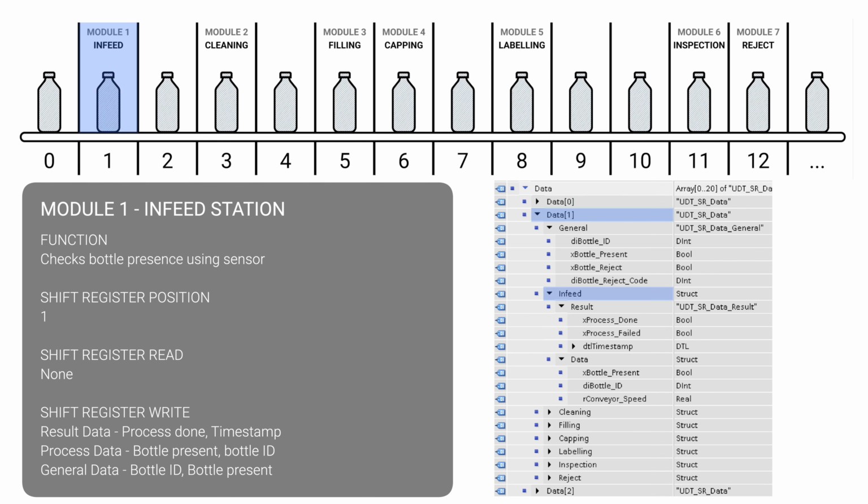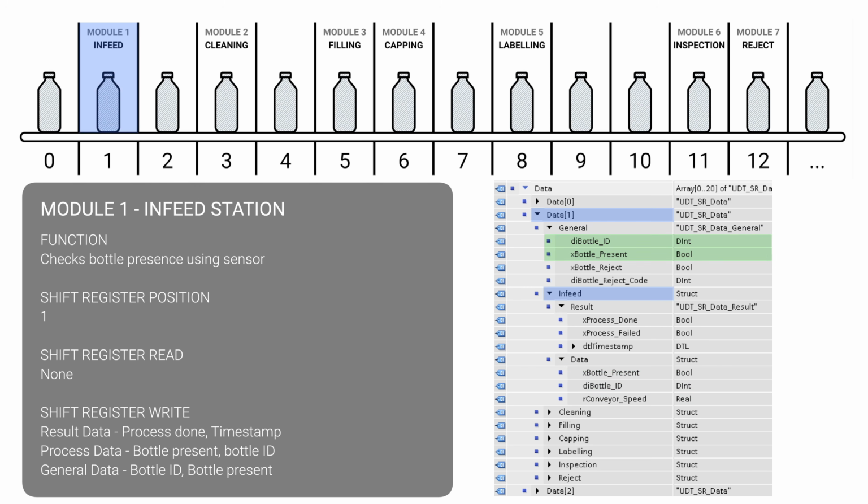Module 1, infeed station. This is where the shift register kicks off bottle tracking, right at position 1. The infeed station uses a sensor to check whether a bottle is present. If it is, it logs that info along with a unique bottle identification number into the infeed section's data segment at position 1.